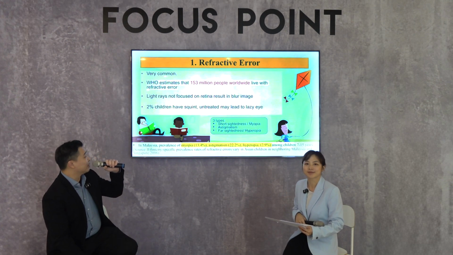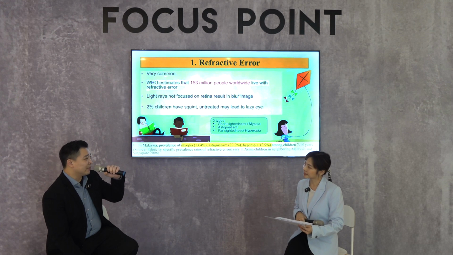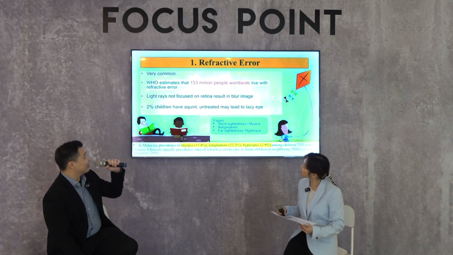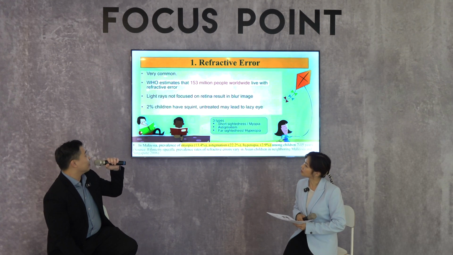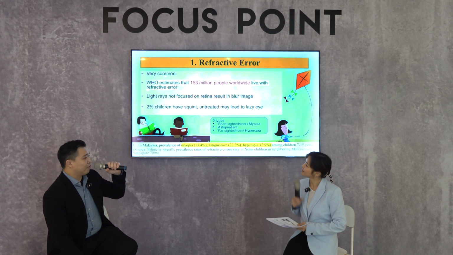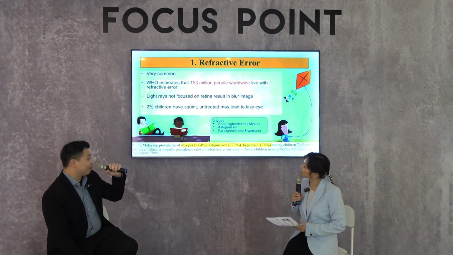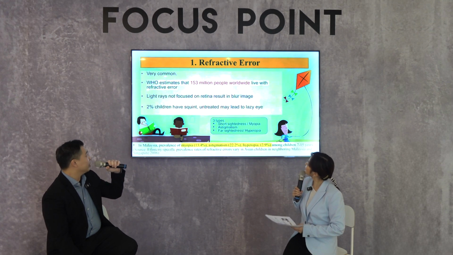It's actually a very common condition, and WHO estimates 153 million people worldwide have refractive error. But this information is actually outdated, probably it was quoted in 2010. So what happens in refractive errors is the light rays that enter our eye don't focus on the retina properly, and thus it produces blurred images.